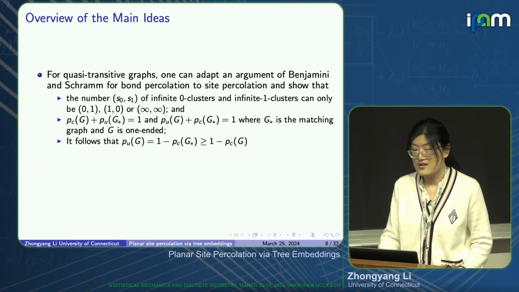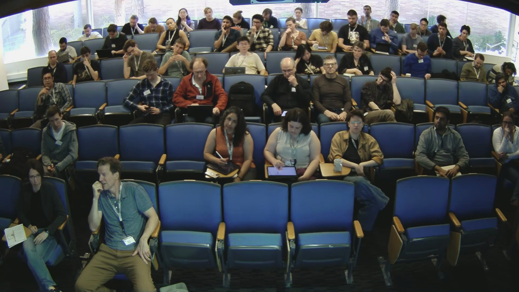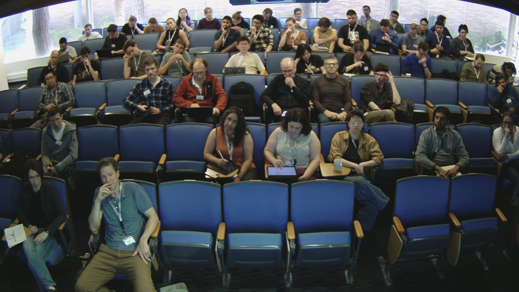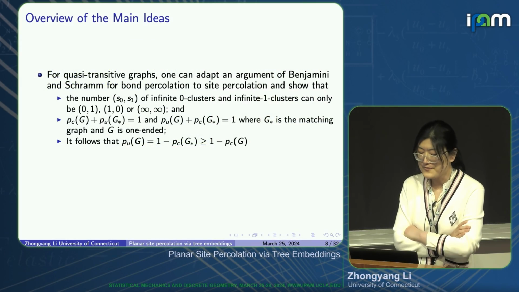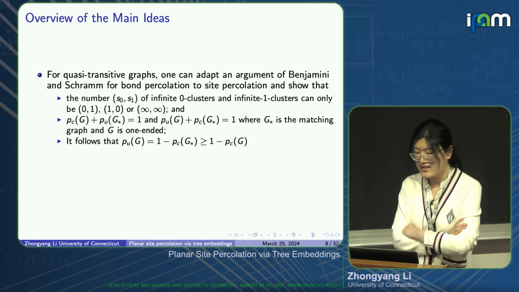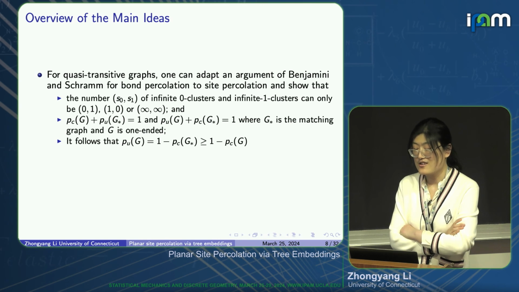So if G is a triangulation, then G equals G star? Yeah. So this shows that if it's a triangulation and if PC is equal to PU, then PC must be 1/2. Okay, then from this, we can see that PU is equal to 1 minus PC of G star.